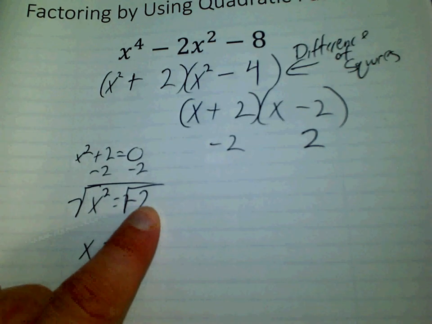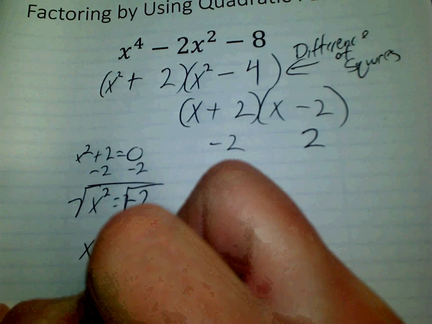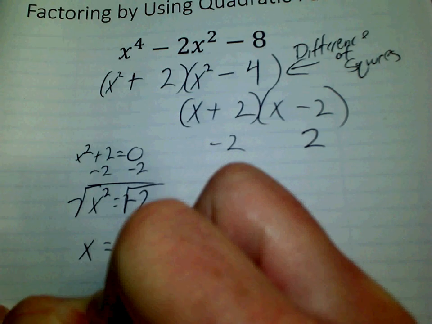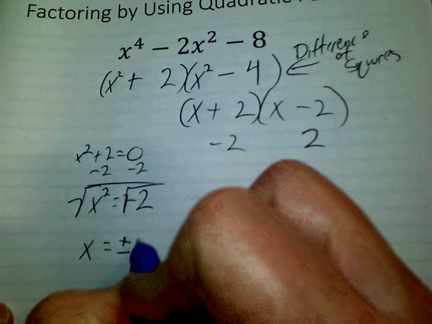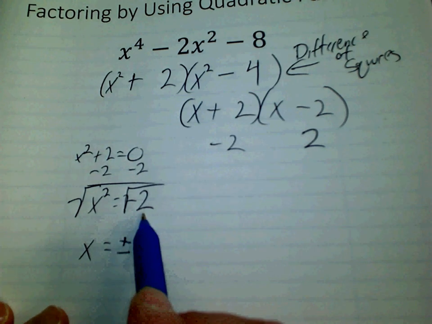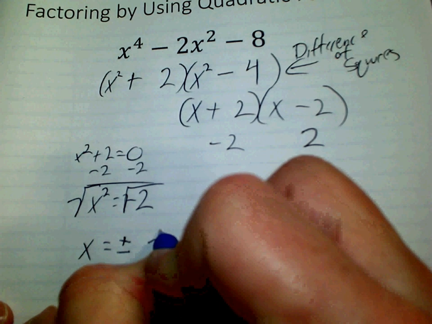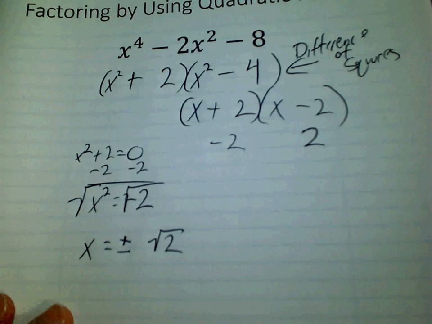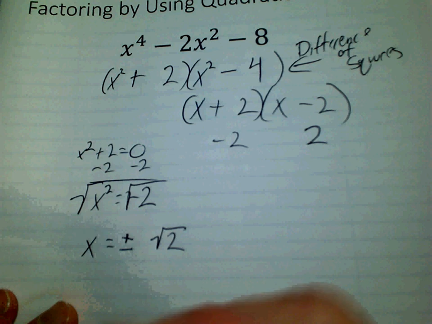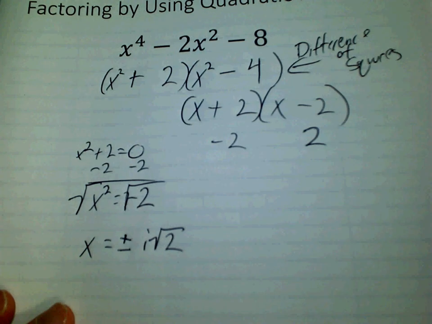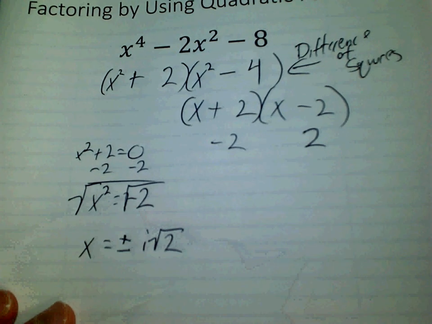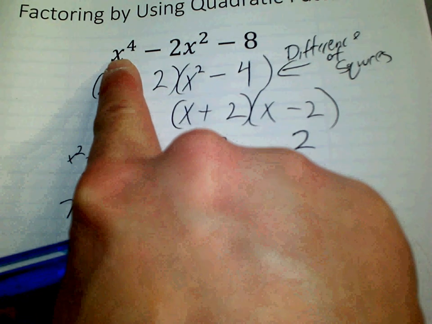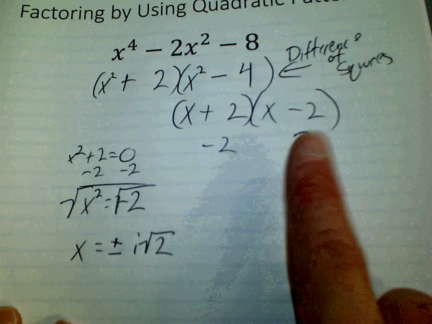Positive and negative. Does negative 2 have a square root? No. All right, there's one more thing I need to write down. That's right, i, because it's a negative. So this quartic polynomial had 2 real roots and 2 imaginary roots.